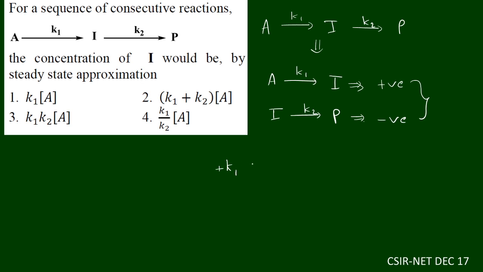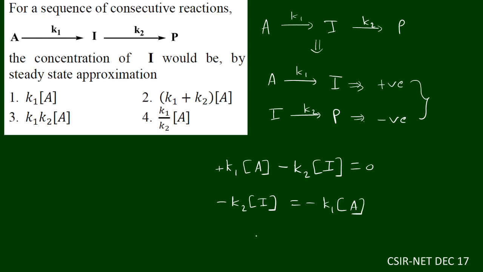Overall, the rate of change of concentration of intermediate we write as K1, with positive sign, into the concentration of reactant, K1 into A. In the second reaction the intermediate is decomposing, therefore we take a negative sign, K2 into the concentration of intermediate, that is the reactant, is equal to 0 by steady state approximation. Therefore we arrange this equation: minus K2 into concentration of intermediate is equal to minus K1 into concentration of reactant A.